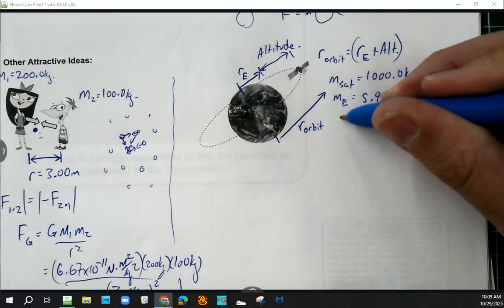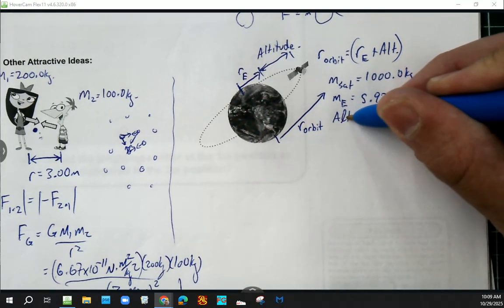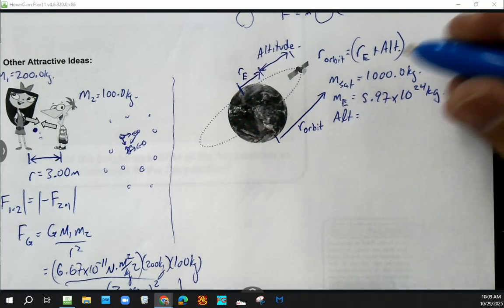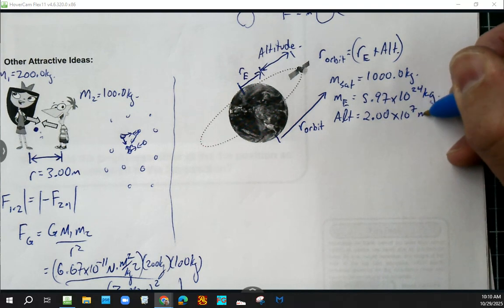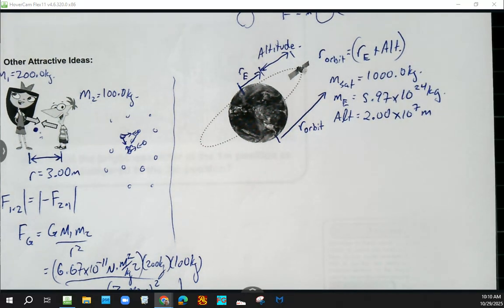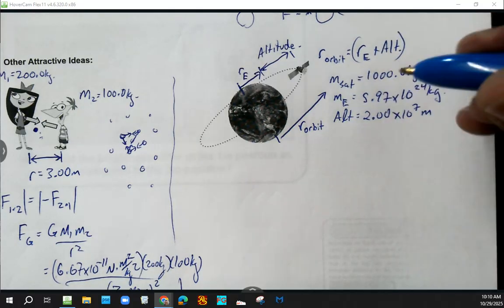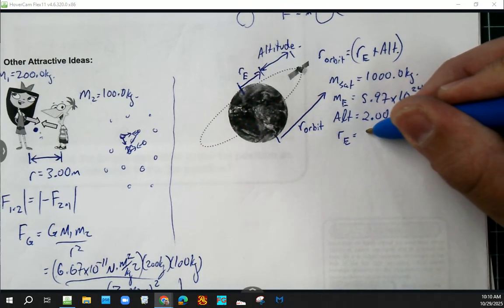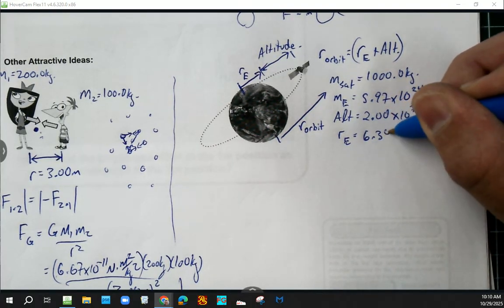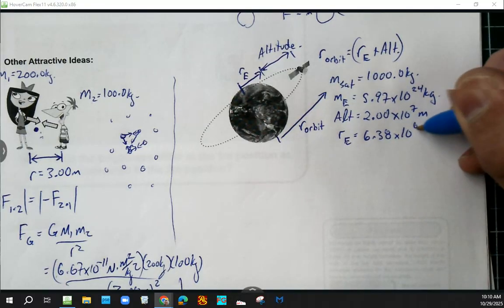We've got an altitude. I'm going to introduce this as new information. The altitude is going to be, let's make it 2.00 times 10 to the power of 7 meters. So if you're somebody who's into numbers, the altitude is 20 million meters. That's a lot of meters, okay? So definitely not nothing. And then the radius of the Earth is smaller than that. What do we say? 6.38 times 10 to the power of 6 meters.